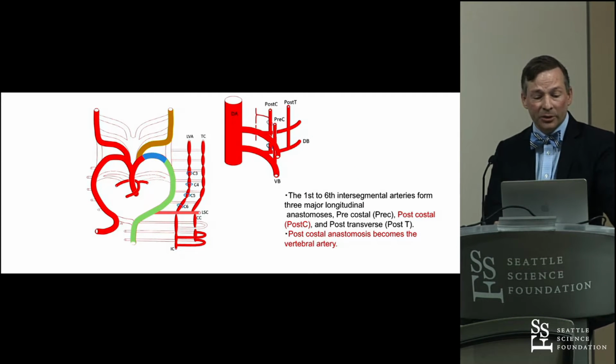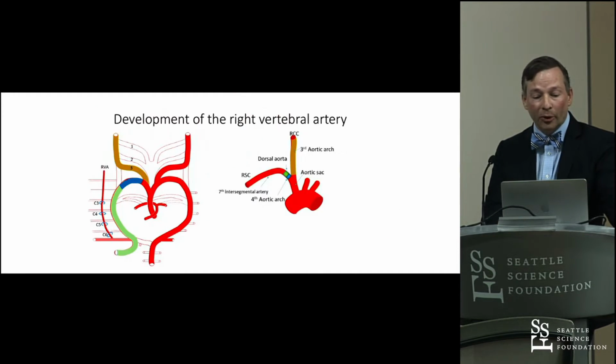A bit more detail is that the first through the sixth intersegmental arteries are going to form these longitudinal chains, and these chains have various parts. If you look to the image on the right, we see a precostal, a postcostal, and a post-transverse, and it's that postcostal anastomosis that's the most important in forming our eventual adult vertebral artery.